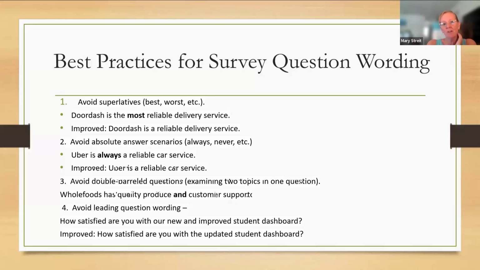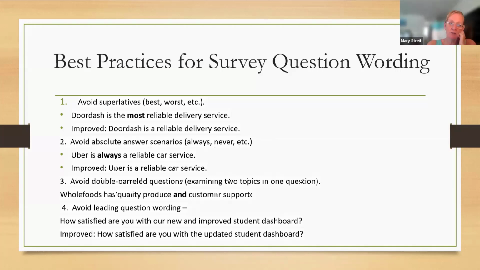So the one thing is you want to avoid superlatives, meaning this is the best or this is the worst. So for example, DoorDash is the most reliable delivery service. That's not the best. Instead, you want to say DoorDash is a reliable delivery service. And then they might have to agree on a scale of 1 to 5. Does that make sense? You see the difference there?